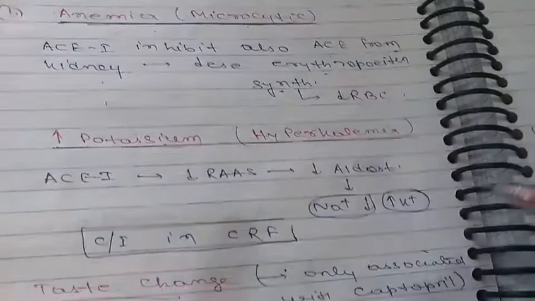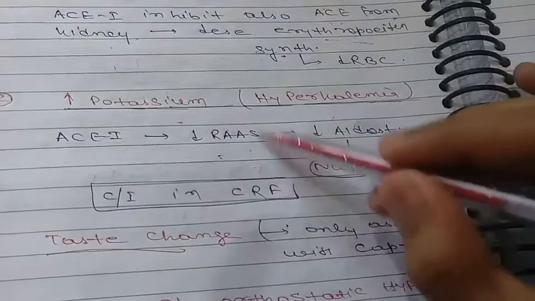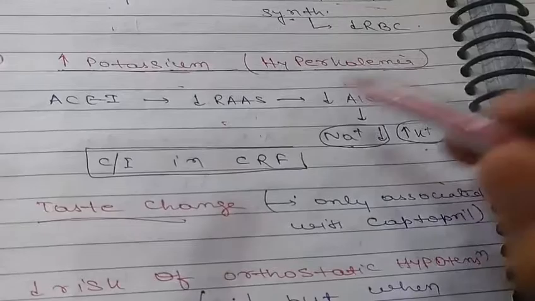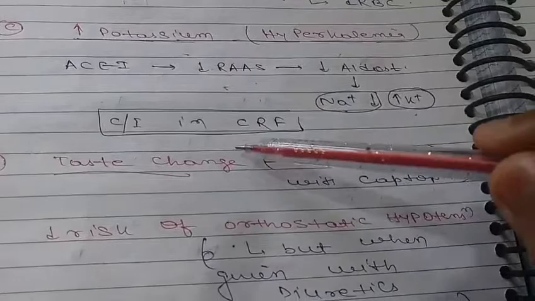The next is P, that is increase in potassium, hyperkalemia, because ACE inhibitors block RAS, this will decrease aldosterone, and this will decrease sodium in plasma but increase K plus, which will lead to hyperkalemia. Clear? So this is contraindicated in chronic renal failure. We should check before using ACE inhibitors in chronic renal failure.